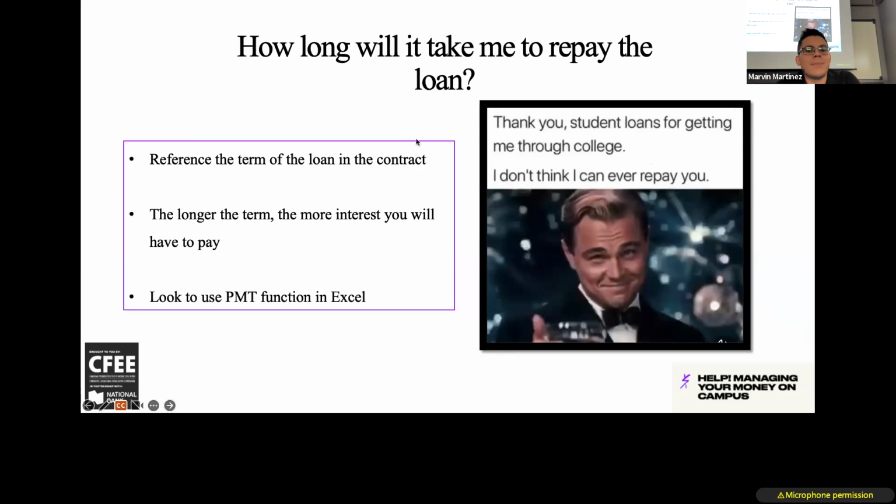So how long will it take me to repay the loan? It depends, right? If you just do the minimum payments, it will take you forever. That's what the bank wants, because the more time you take, the more money they will get from you. So it's really important to make sure that you do the minimum payment plus, let's say, 10, 20, 100, $200, as much as you can, because that will make the loan go quicker.